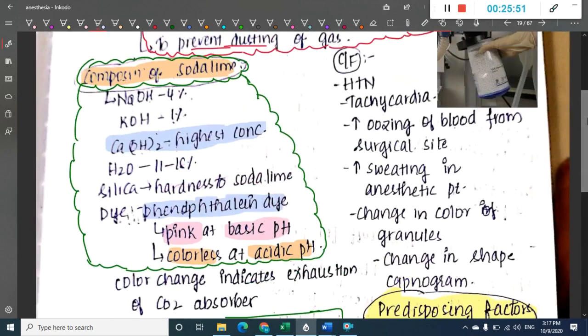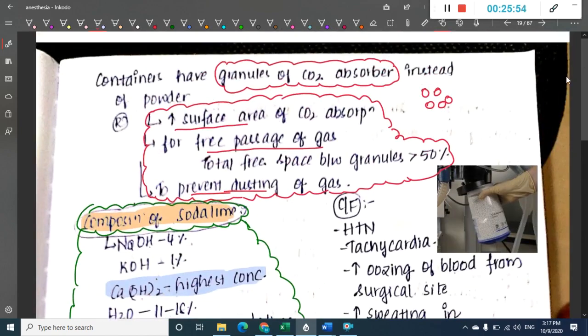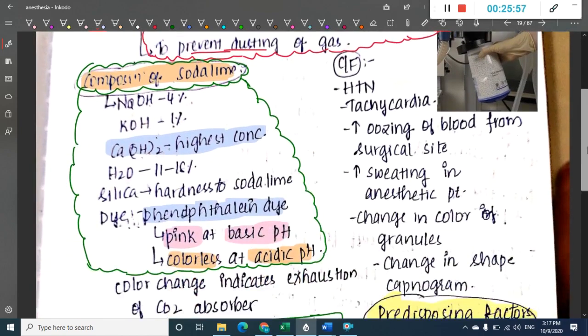Okay, so this is about the carbon dioxide absorber. I think you have got some gist of this.